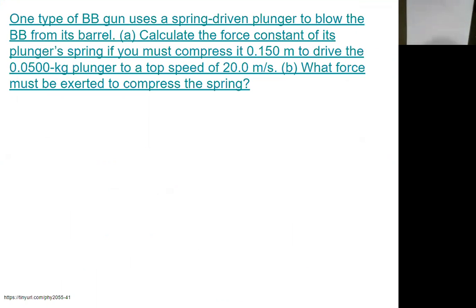Let's take a look at the third example today. It says one type of BB gun uses a spring-driven plunger to blow the BB from its barrel. Calculate the force constant of its plunger's spring if you must compress it 0.150 meters to drive the 0.05 kilogram plunger to a top speed of 20 meters per second. What force must be exerted to compress the spring?